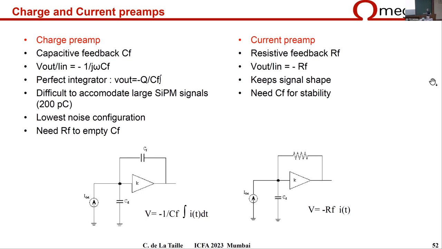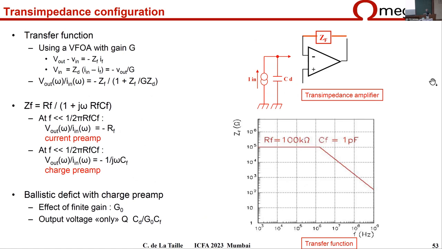So this is resistive feedback. You conserve the signal shape, so you don't need the integral. If you're on the charge, you will need to integrate your current later on. If you do this kind of thing, I think there is a little calculation somewhere, so I will not go into the calculation.